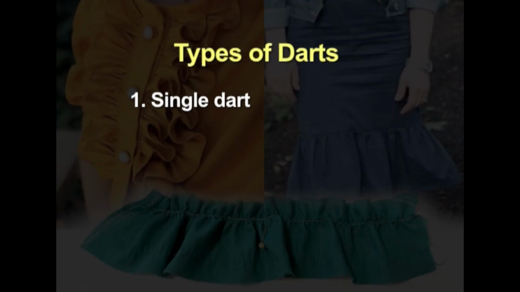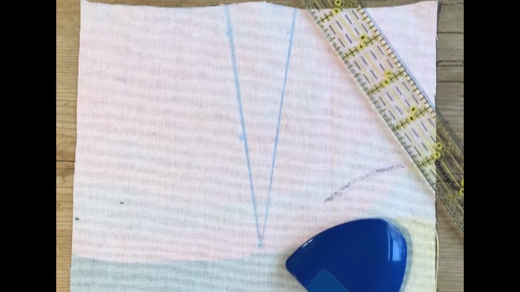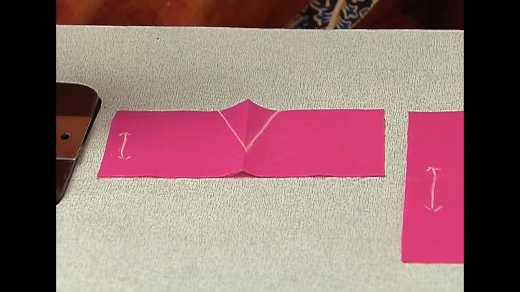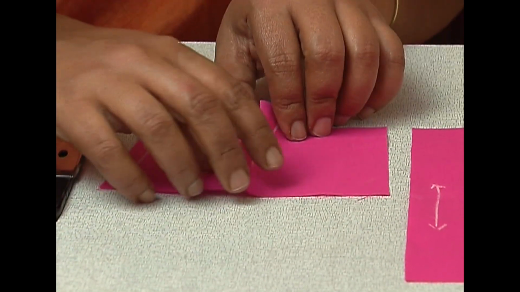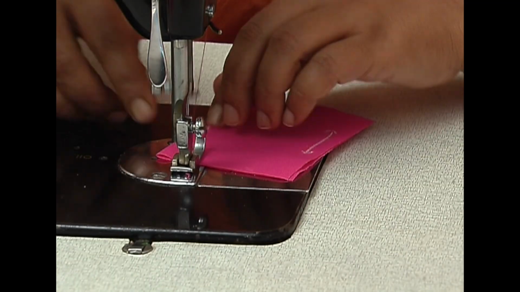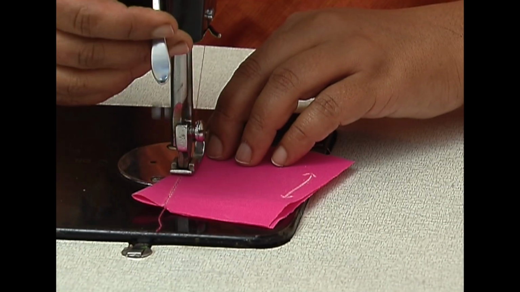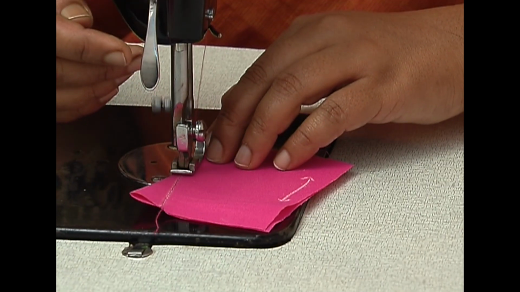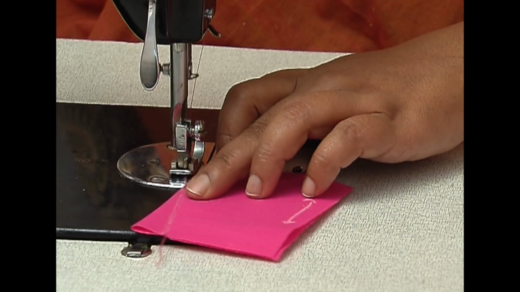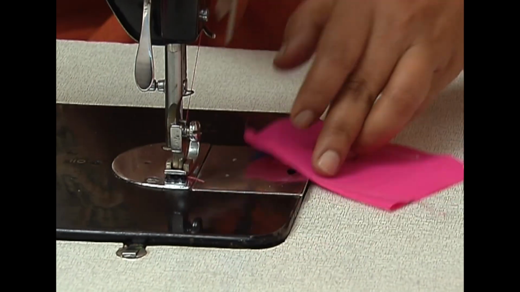So, the most common dart is the single dart, and this standard dart is a triangular one in shape and wide at one end and pointed at the other. It is used at the bust, the back shoulder, skirt waist, pants back and at elbows. It should be machined from the wide end to the narrow end, tapering off to nothing at the point. The threads should be fastened at the tapered ends with a knot, or it may be reinforced.